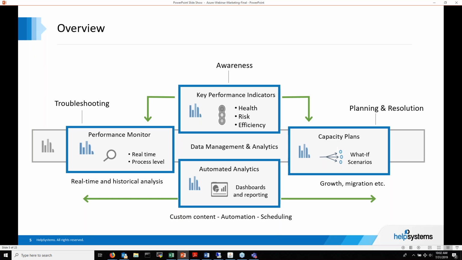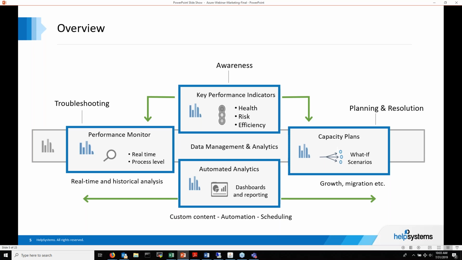And then efficiency is something new to 2.4 as well. That's all about understanding, am I using my systems in the most cost-effective manner? Do I have infrastructure in place that I'm not using or underutilizing that I can reclaim and get back some of that cost?